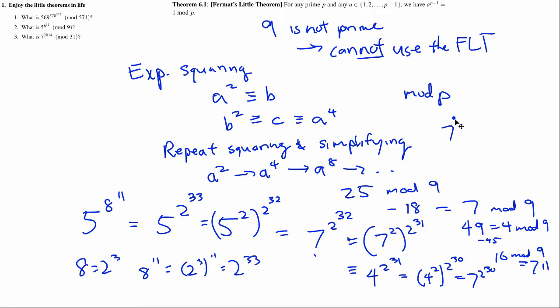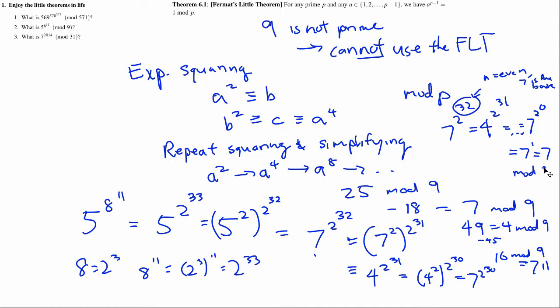So 7 to the 2 to the 32 is equal to 4 to the 2 to the 31. And so if we keep going, then we'll eventually reach 7 to the 2 to the 0, right? Because if this number is even, then we know that 7 is the base. And this is all very systematic because we went through and factored each 2. So 7 to the 2 to the 0 is just 7, which is 7 mod 9. And that is your answer.